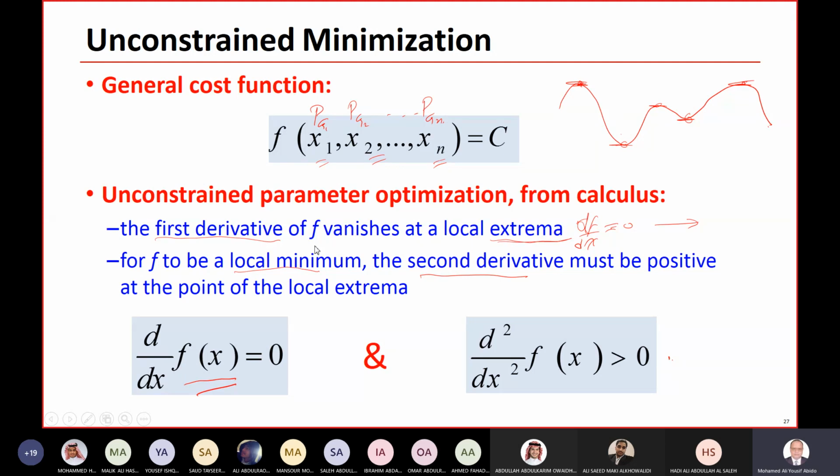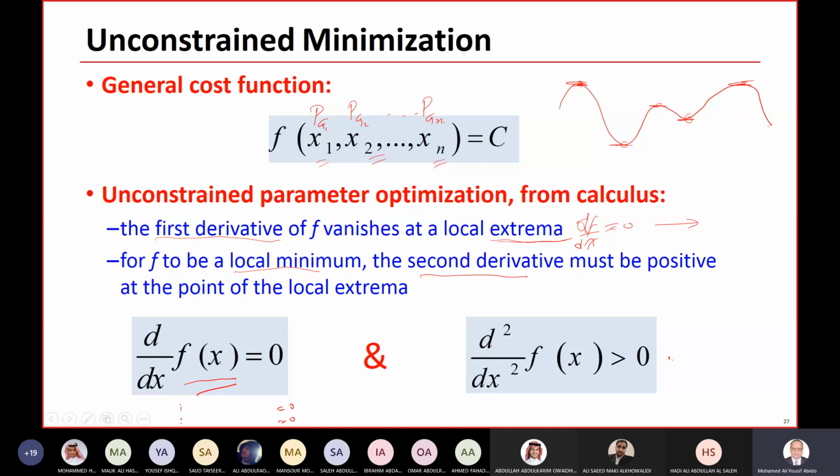Okay, if you have more than one variable, it's not only one variable, you cannot say df, but here you can have the partial derivative. You can have partial f by partial x1, partial f by partial x2, partial f by partial x3. This equation becomes a vector of equations, a vector of equalities. This is for x1, for x2, for x3, for x4. For all these x's, the partial derivative equals 0.